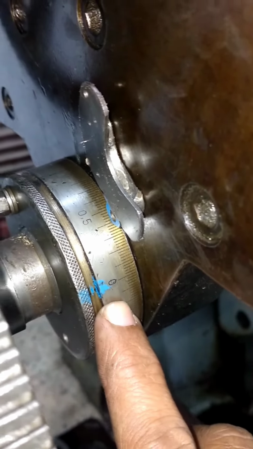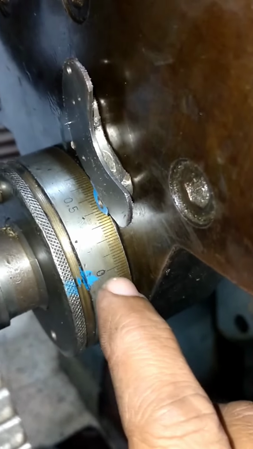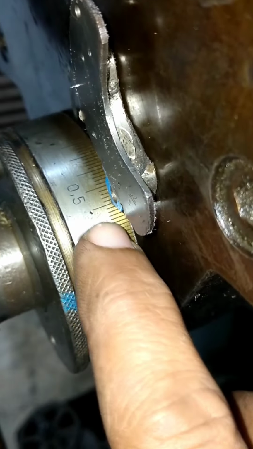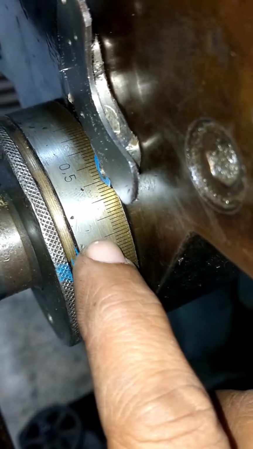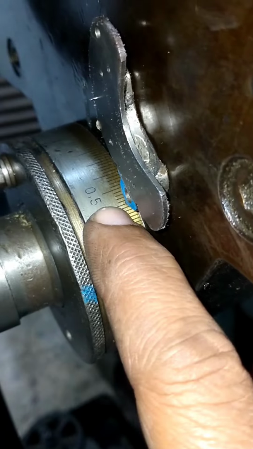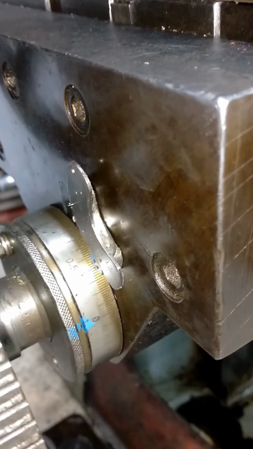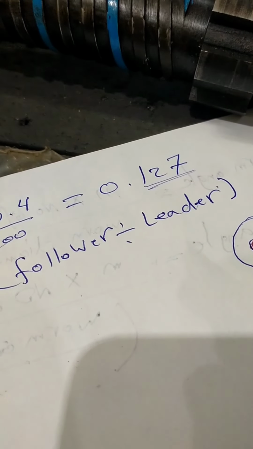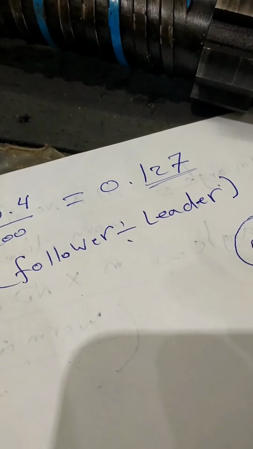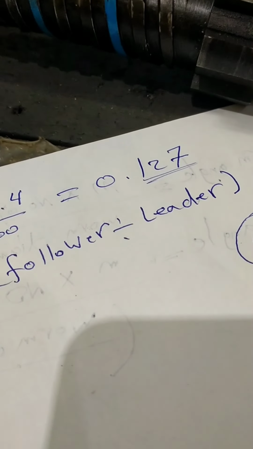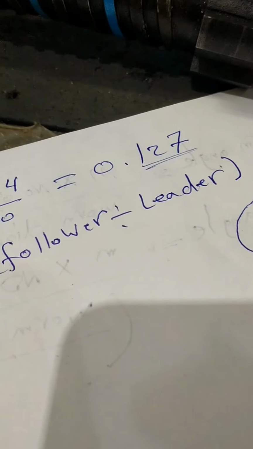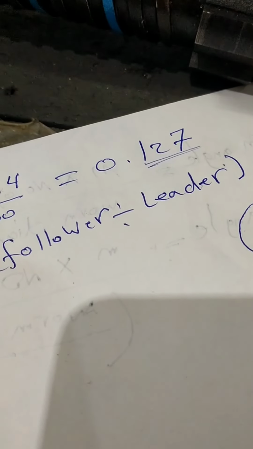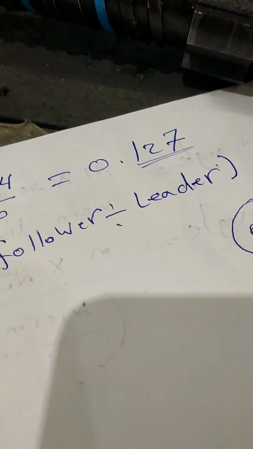Here we have 5 turns and 0.4. See? 0.1, 0.2, 0.3, 0.4. This is a good lead. If you don't want to take the assuming method from the calculator directly, you could go back to the traditional method of analysis to identify gears.